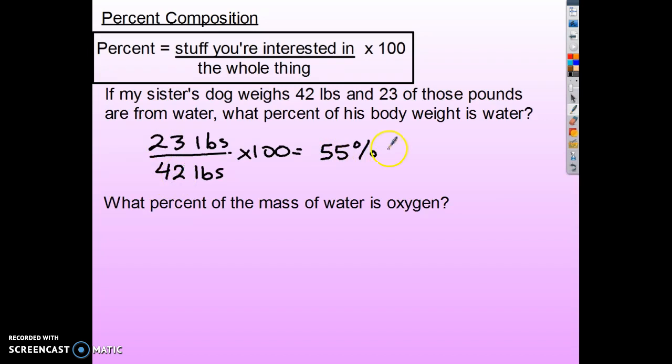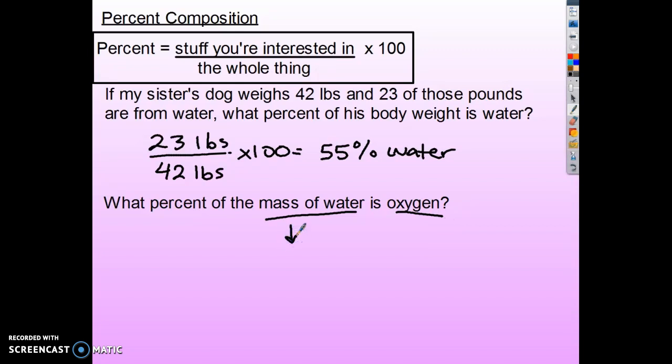Okay, 55% water. Okay, now if we wanted to think about water itself and be able to figure out what percent of the mass of water is oxygen, we need to find the whole thing, and we need to find the stuff we're interested in. So what stuff are we interested in? Are we interested in the hydrogen? No, it's asking us what percent is the oxygen. So in order to do that, we need to know the mass of water. We need to know the mass of oxygen.